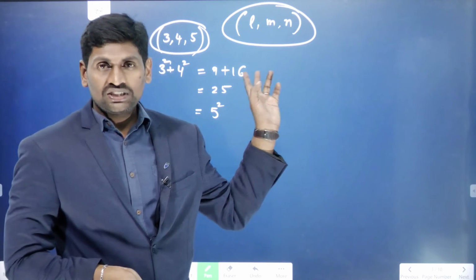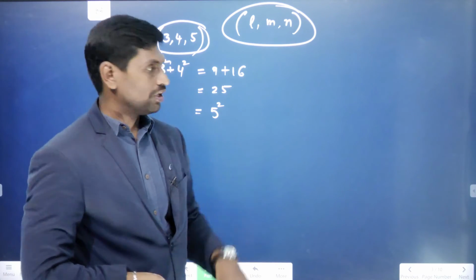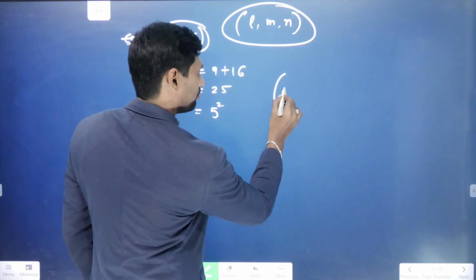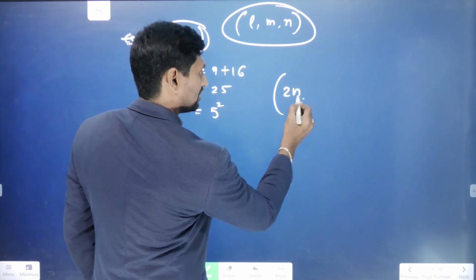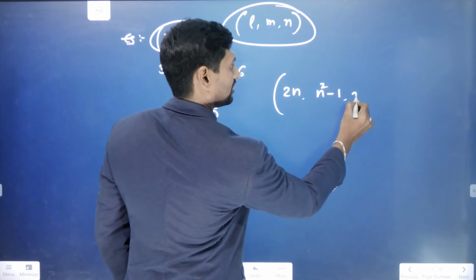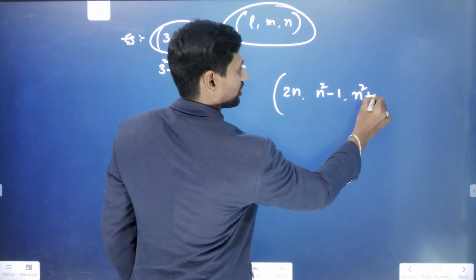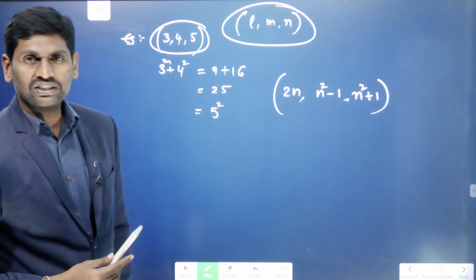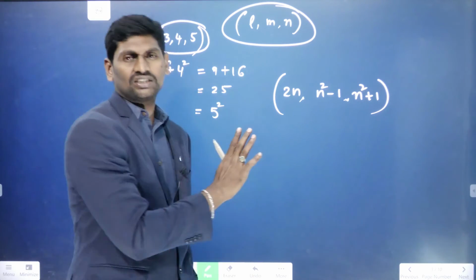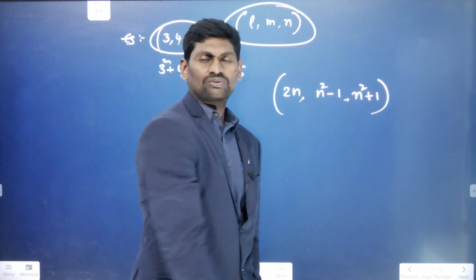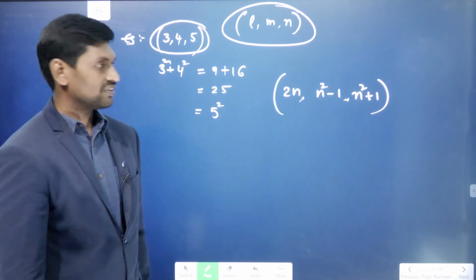But these three numbers having one form. If the numbers are in the form of 2n, n square minus 1, n square plus 1, then they form a Pythagorean triplet. Any triplet is in the form of 2n, n square plus 1, n square minus 1.